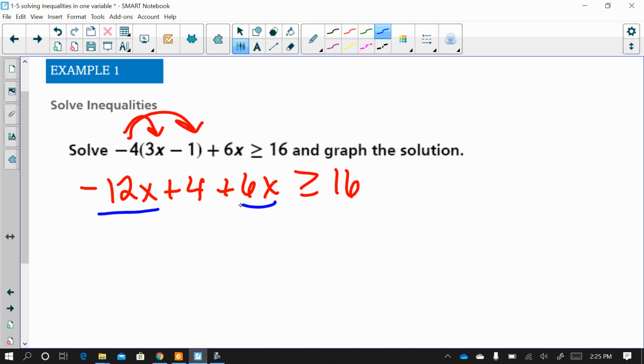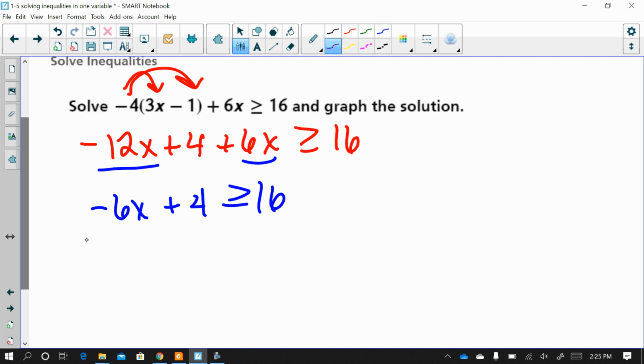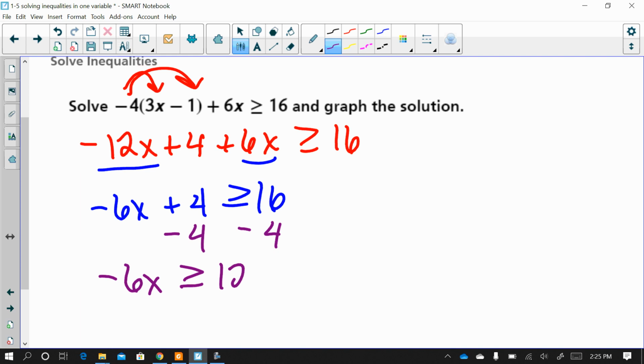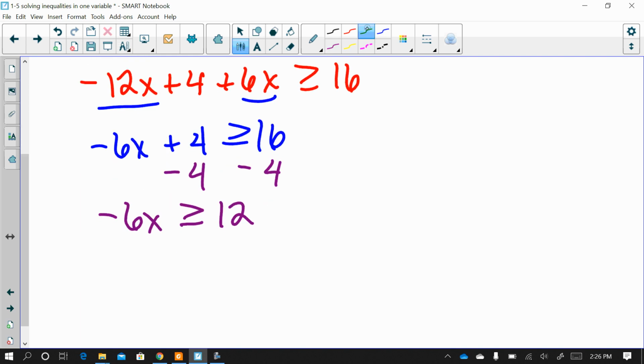Okay, combine our like terms now. I have -12x and I have positive 6x. So I add those together, I get -6x plus 4 greater than or equal to 16. Okay, I get x by itself. I want to get rid of the 4, so I subtract 4. So -6x is greater than or equal to 12. Next thing we want to do is divide by -6. Okay, so obviously we get -2 over here. Remember, anytime you multiply or divide by a negative, you flip the inequality around. Okay, so x is less than or equal to -2.